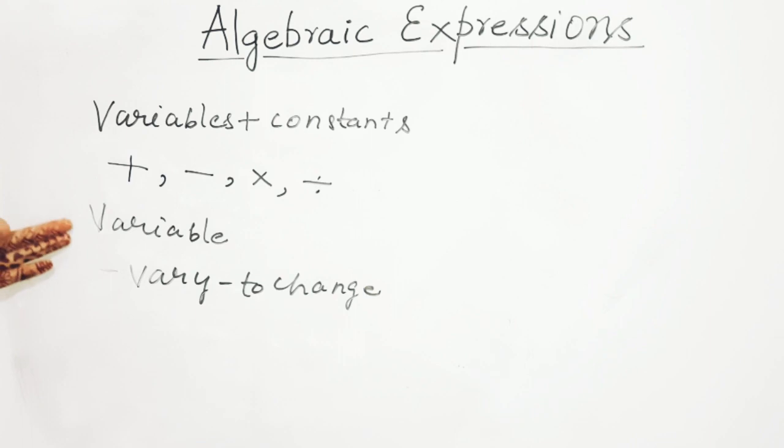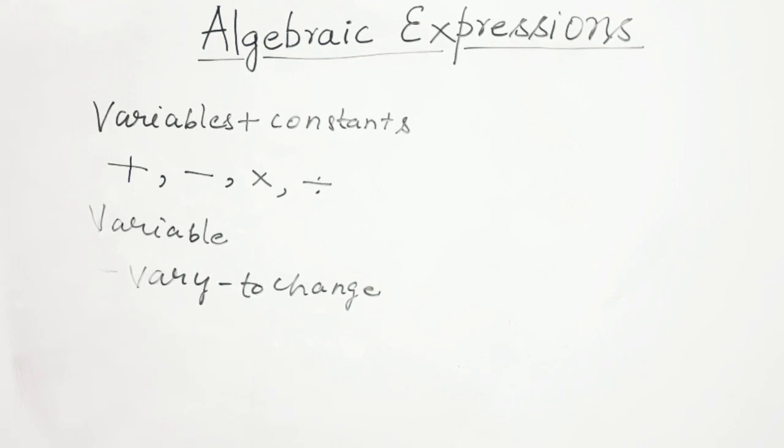So what is a variable? A variable changes its values always. The value is not constant, it is not fixed. The value of the variable changes. A symbol which takes various numerical values is known as a variable. That means the value of a variable changes frequently. Right, students?